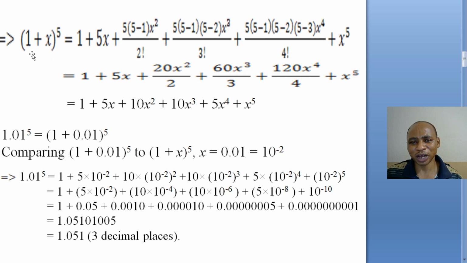In this case, if we are to compare what we are to solve, that's (1 + x)^5 in expanding form. n here is equal to 5. So wherever there is n in the binomial theorem, we put 5 there.